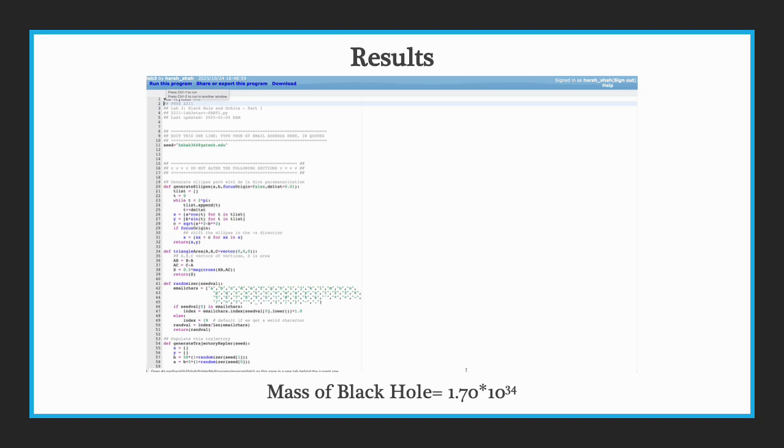Then we use the gravitational law to find the mass of the black hole by taking the magnitude of F net times the magnitude of the star position squared, divided by the mass of the star times the constant G. Then we average the mass at each step to find the final average. These are the results.